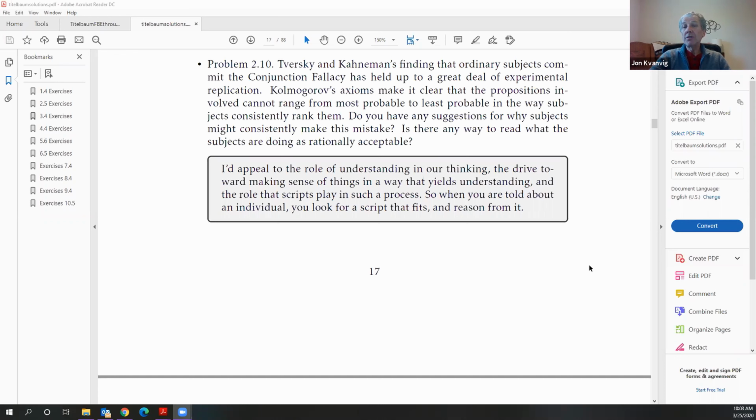And then you come to attach greater probability to the property that is attached to the script than to the conjunction of the property that's attached to the script with the other one that isn't. And that can be rational to the extent that this drive for systematic understanding is what's important, and the role that scripts and frames play in that. We can understand how the conjunction fallacy can be committed rationally.